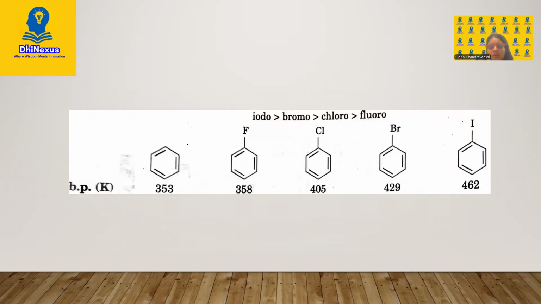Moving on, we also look at the boiling point of the aryl halides now. The trend is pretty much the same. Iodo group will have the most, bromo, then chloro, and fluoro. Reason being the same, that iodo group will have a bigger size compared to the rest of them. So the trend is like this when we're talking about the boiling point.